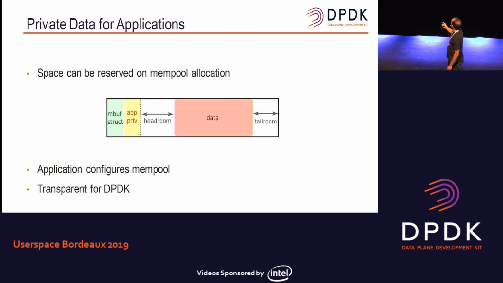It is not the headroom. Headroom is something else. Headroom is just the place before we start putting some data. So if you want to extend the data to add some headers, you can use this place. So this is really part of the data. The private data size is just here, and you put your application information in each packet. It's configured when you configure the mempool, which is allocating the mbuf. So you just give the size you want to reserve, and all DPDK libraries and drivers won't see it. It's just transparent.